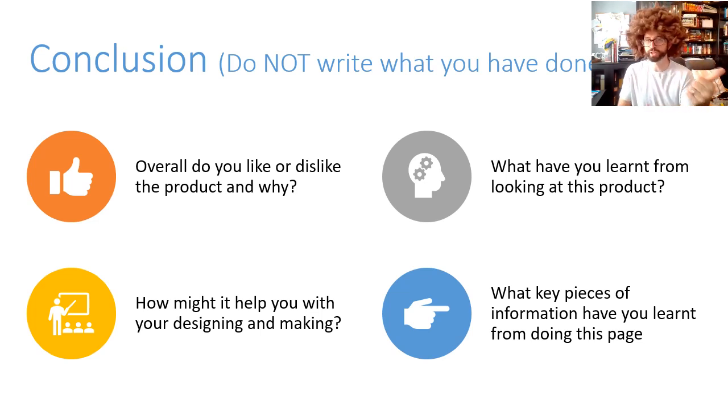So what do you like and dislike about the work or product? What have you learned from looking at the product? How might this help your designing and making? And what key piece of information, if you were to pick out one or two key pieces of information you're going to use later in your designing or your making, what are they? That's the conclusion. That's what we're looking for. We want to really highlight, I've done a conclusion. And what you'll see on conclusion boxes is we try and ask you to put them in a different colour.